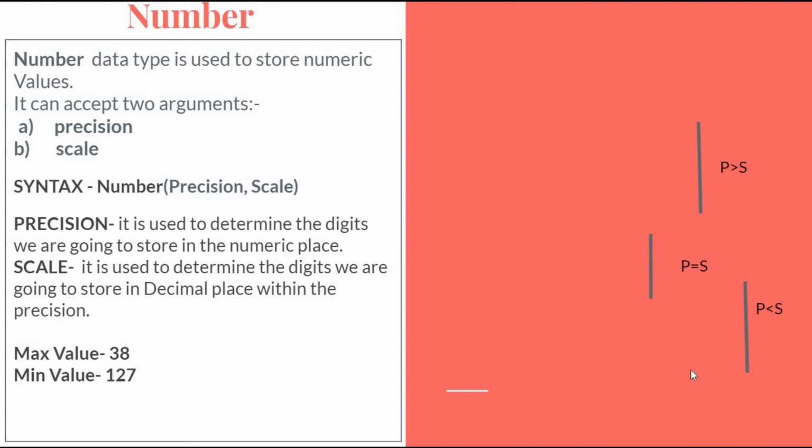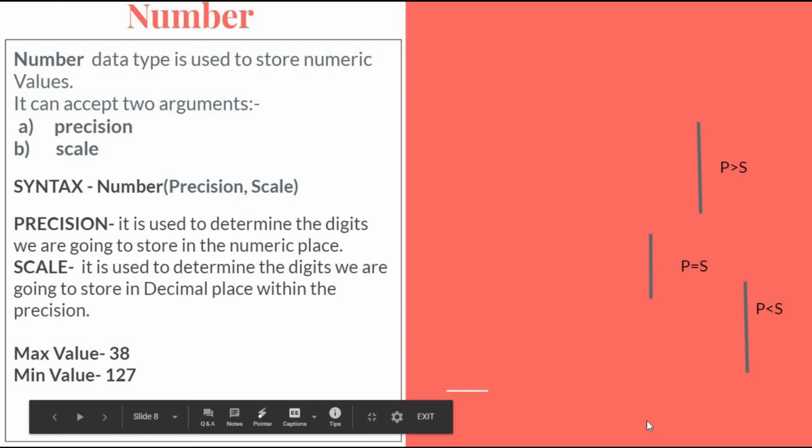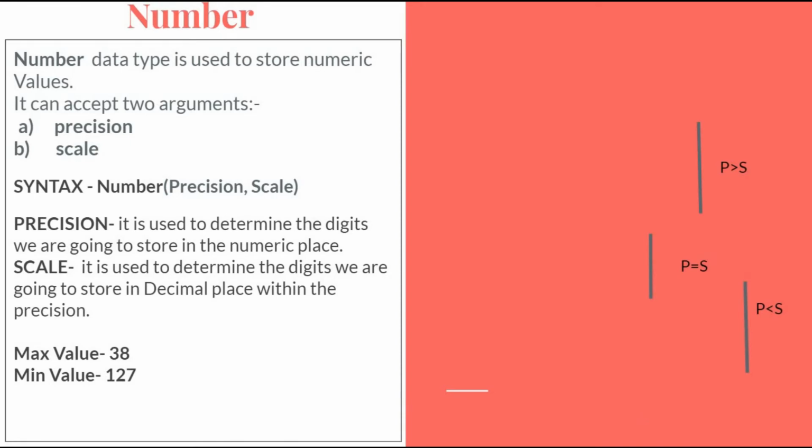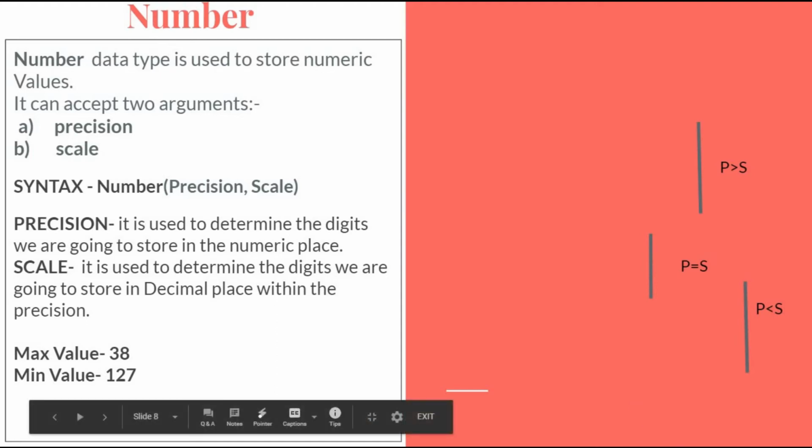As you know, digits like 1, 2, 3. And what about the decimal? If you store data like 4.1, 6.7, something else, here you need both number and decimal. So that's why the syntax of number includes precision and scale. Here we'll let you know with an example.